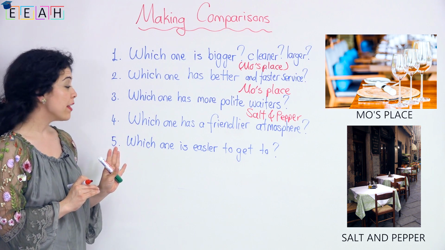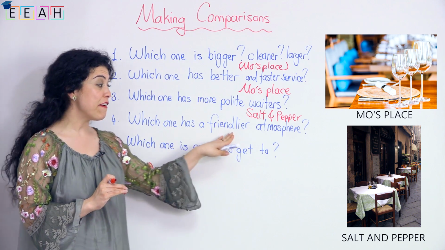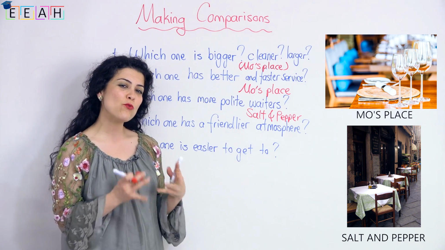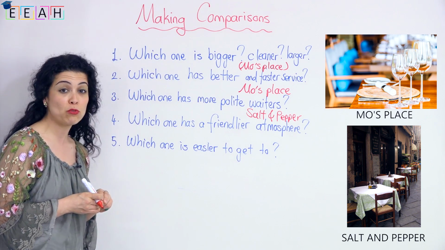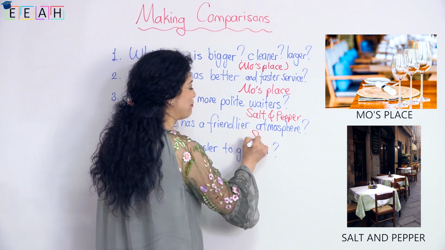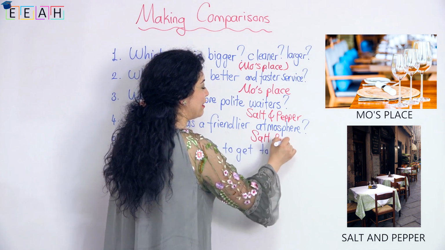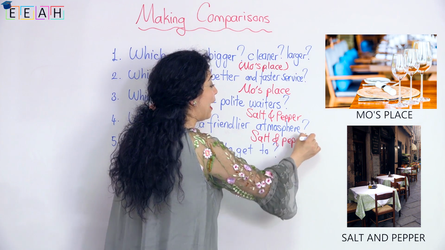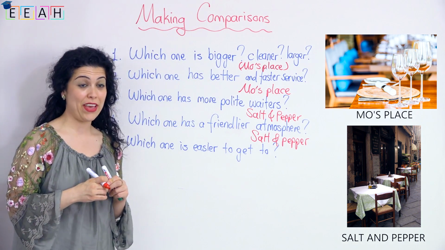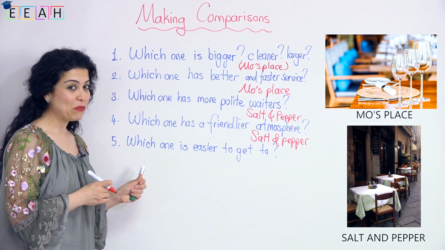And what about this? The atmosphere. Which one has a friendlier atmosphere? Which one is cozy, has a friendlier atmosphere? Salt and Pepper. Salt and Pepper has a friendlier atmosphere. And the last one, actually.